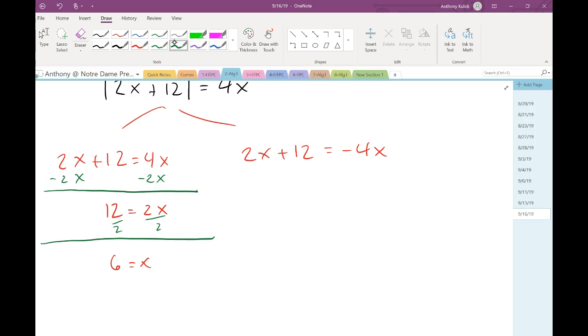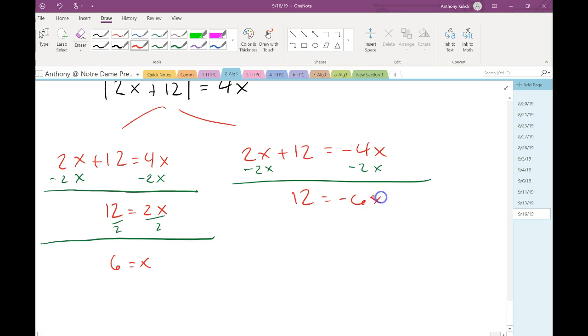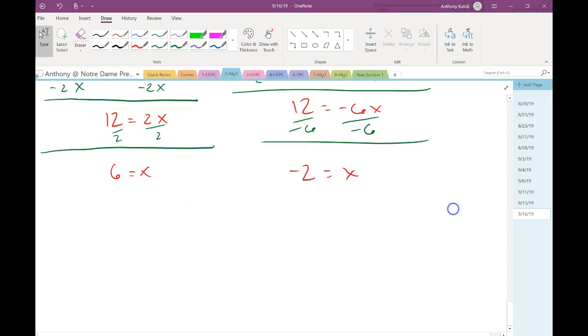And on the second equation, we'll start the same way. We're going to get the x's all in one place. And then we'll divide both sides by -6. So here are my two prospective solutions. Before I can declare them real solutions, though, I need to make sure I check.